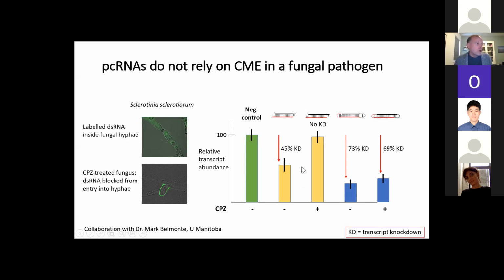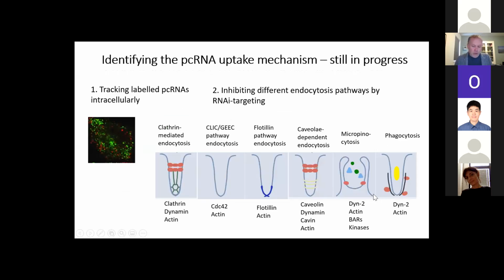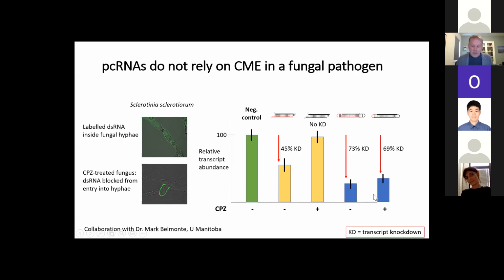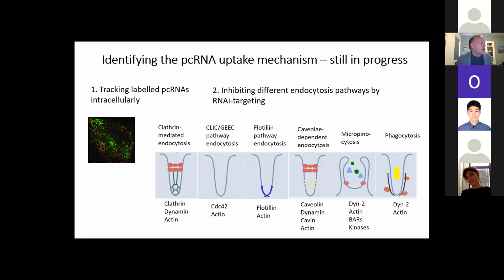And this was correlated with the knockdown. We could see that with long double-stranded RNA, as long as there's no chlorpromazine present, we could get 45% knockdown. But when you add chlorpromazine, you don't get any knockdown. But once again, with the paperclip RNAs, we could see effective knockdown even in the presence or the absence of chlorpromazine. And I'm sorry, the auto slides are distracting.